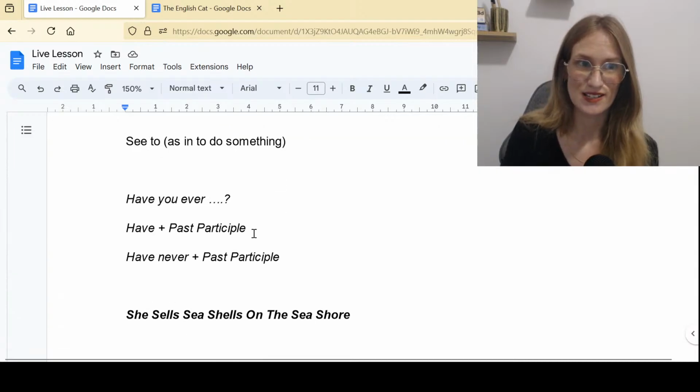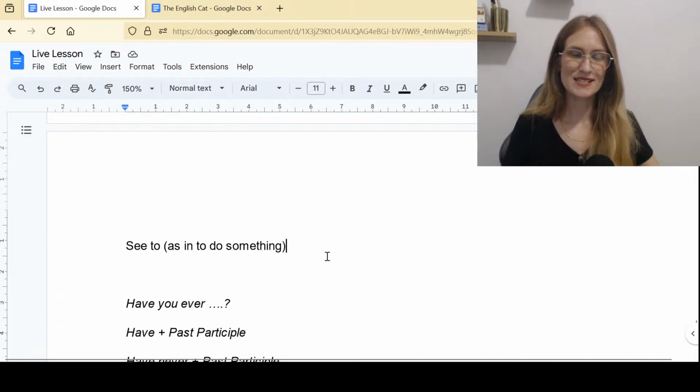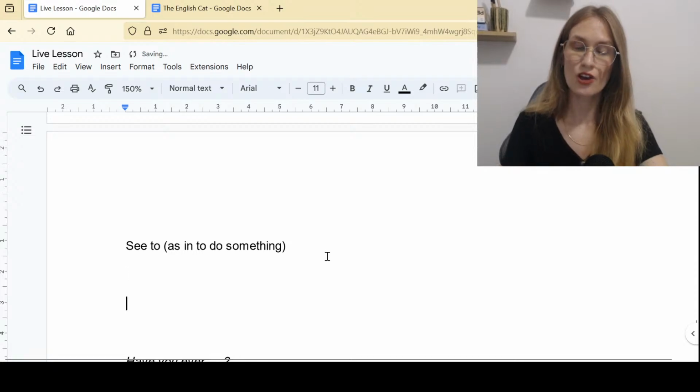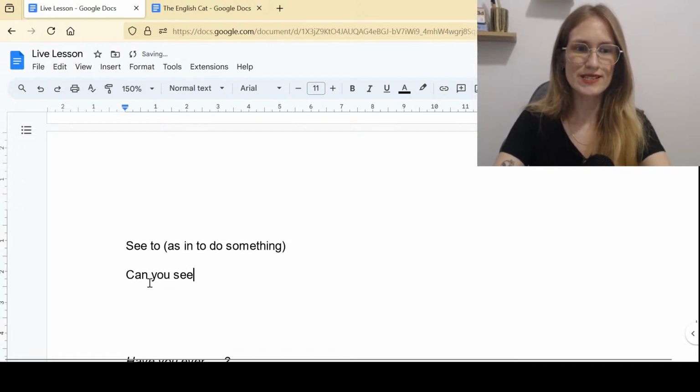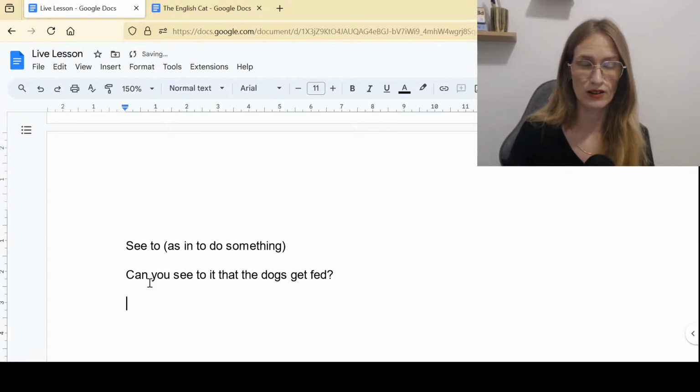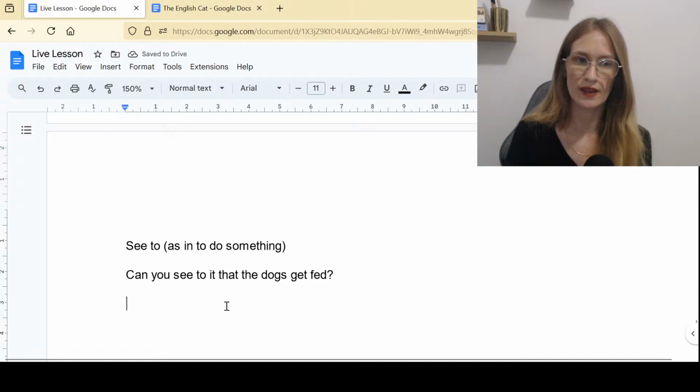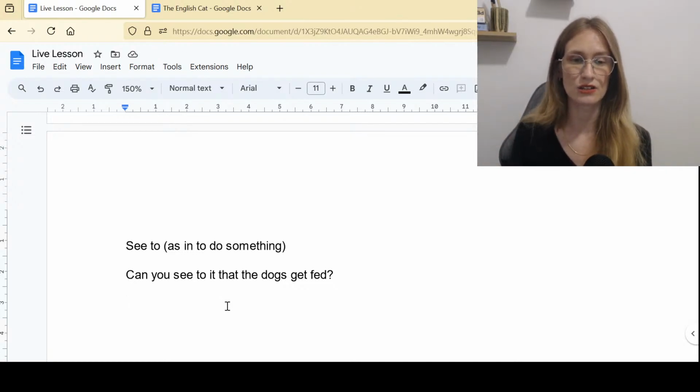And our last phrasal verb today is see to. See to, as in to do something. So if I say to you, can you see to it that the dogs get fed? It's a question. I just mean, can you make sure? Can you do this action that I'm asking you?